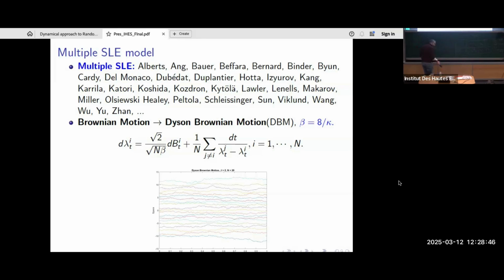There are many models of this multiple SLE, as you can see, with many authors there. The list is non-exhaustive. I tried my best to capture all the literature, but I'm always looking for updates, so in case you spot someone that I didn't mention, you can tell me. Now, in a multiple SLE model, I consider this simultaneous growth. I have lambda 1, lambda 2, say lambda 3, and so on, up to lambda n. Let's say I have n curves.